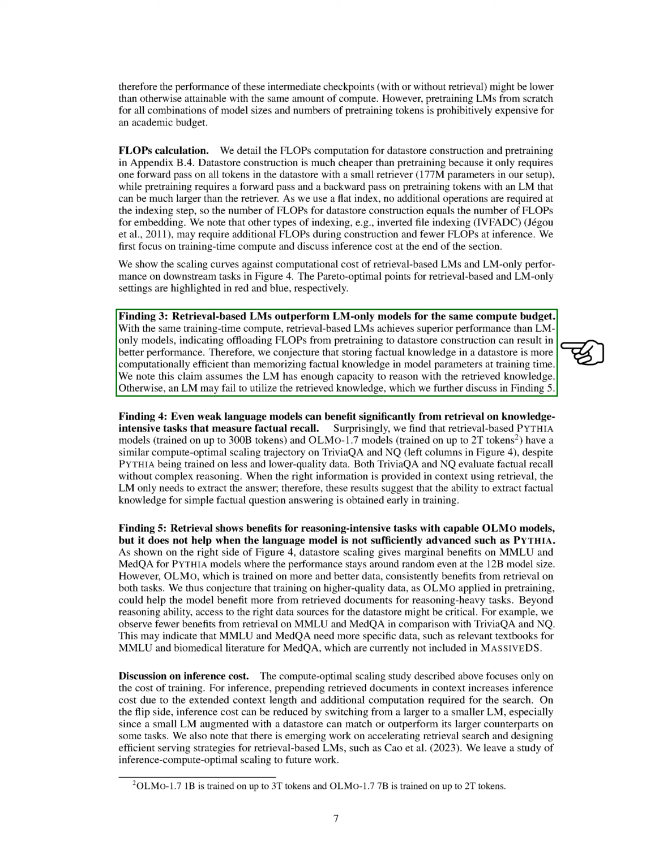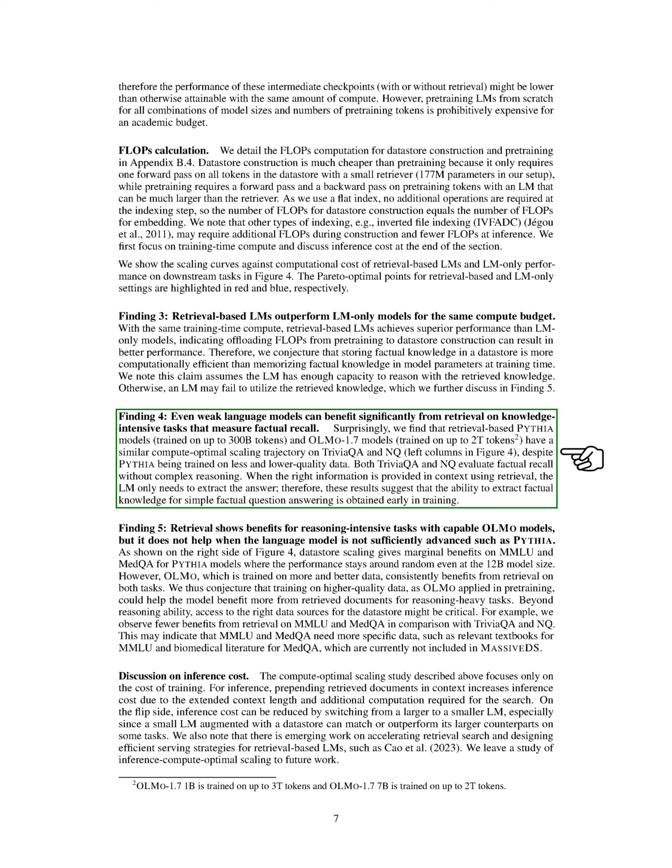We believe that storing factual knowledge in a datastore is more efficient than having the model memorize this knowledge during training. However, this assumes that the LM has enough capacity to effectively use the retrieved information. If it doesn't, the LM might struggle to make use of the retrieved knowledge, which we will discuss further in Finding 5. Finding 4 shows that even less powerful language models can gain significant advantages from retrieval when dealing with tasks that require factual recall.